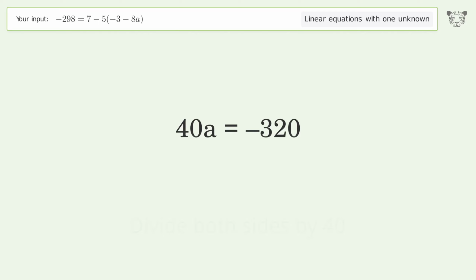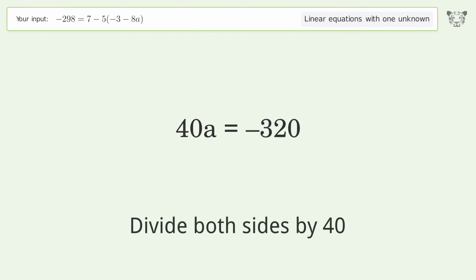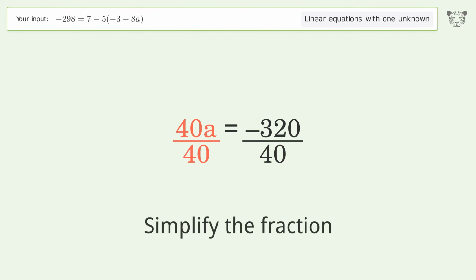Isolate the a. Divide both sides by 40. Simplify the fraction. Find the greatest common factor of the numerator and denominator. Factor out and cancel the greatest common factor. And so the final result is a equals -8.